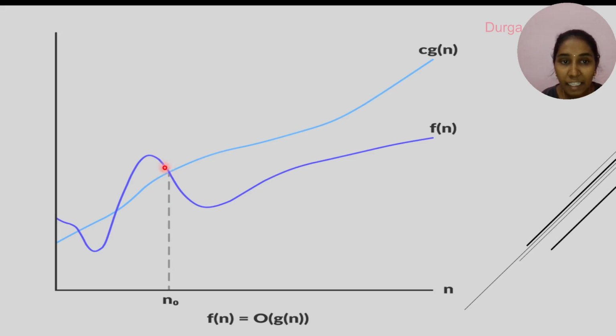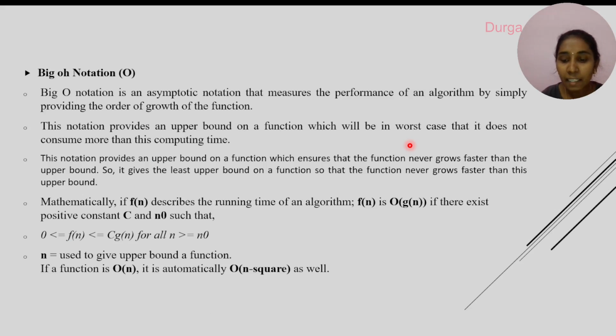The intersection of f of n and g of n is known as n naught. This n naught is always greater than 0, and n is nothing but the input. Here the x axis is n, the input, and the y axis is time. If the input is increasing, the time also increases. Let's see.